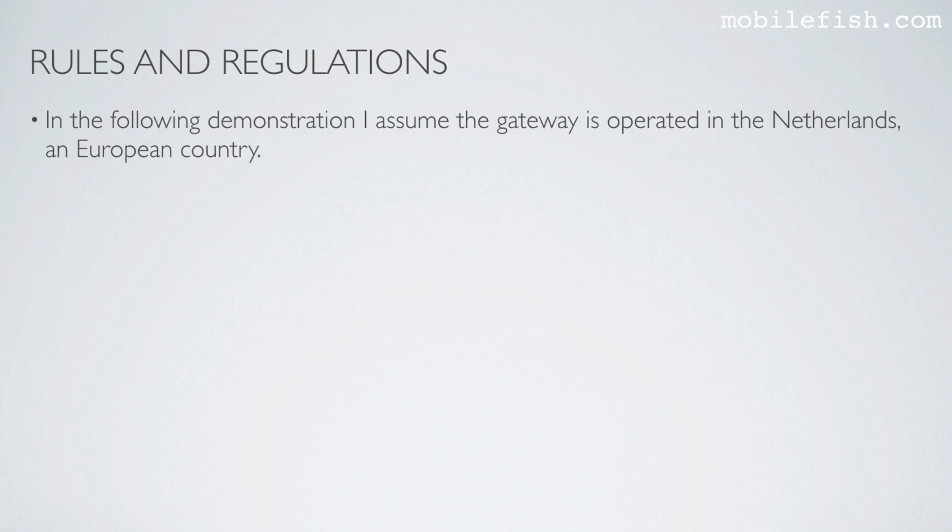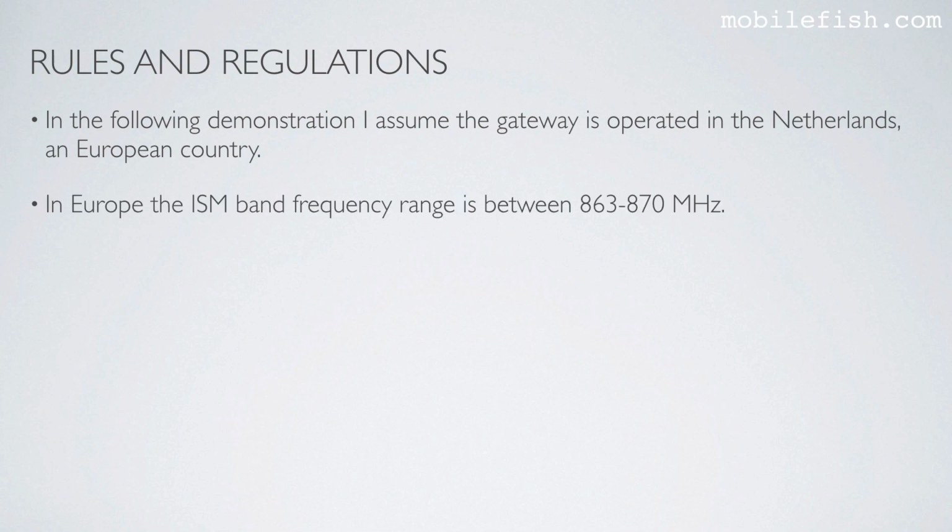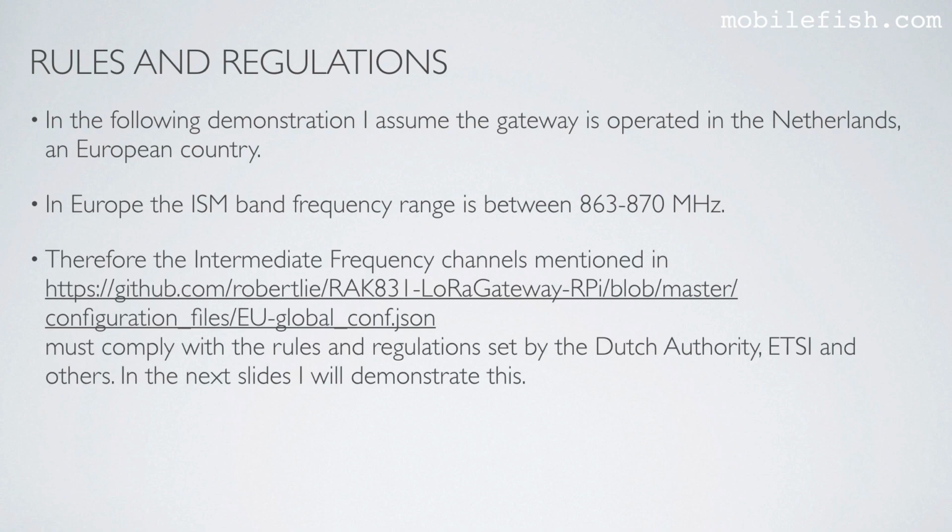In the following demonstration, I assume the gateway is operated in the Netherlands, a European country. In Europe, the ISM band frequency range is between 863 and 870 MHz. Therefore, the intermediate frequency channels mentioned in this global configuration JSON file must comply with the rules and regulations set by the Dutch authority, ETSI, and others. In the next slides, I will demonstrate this.